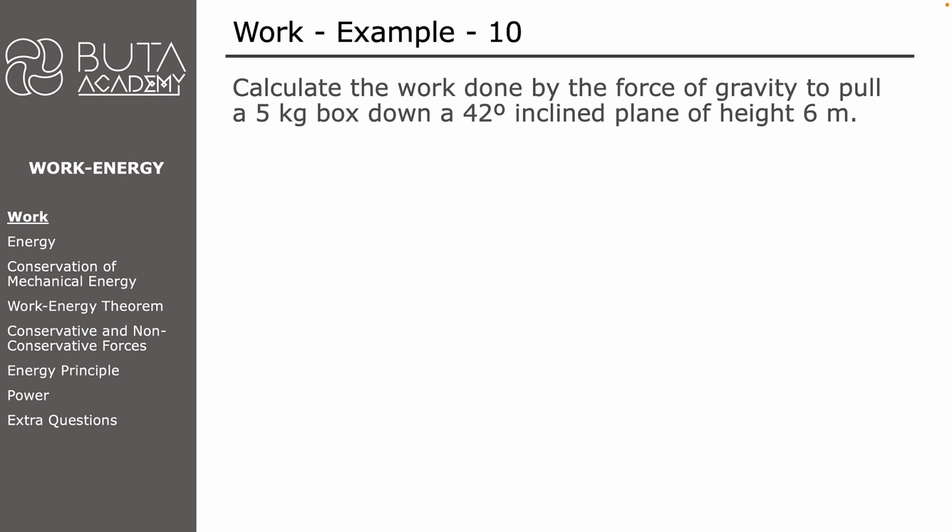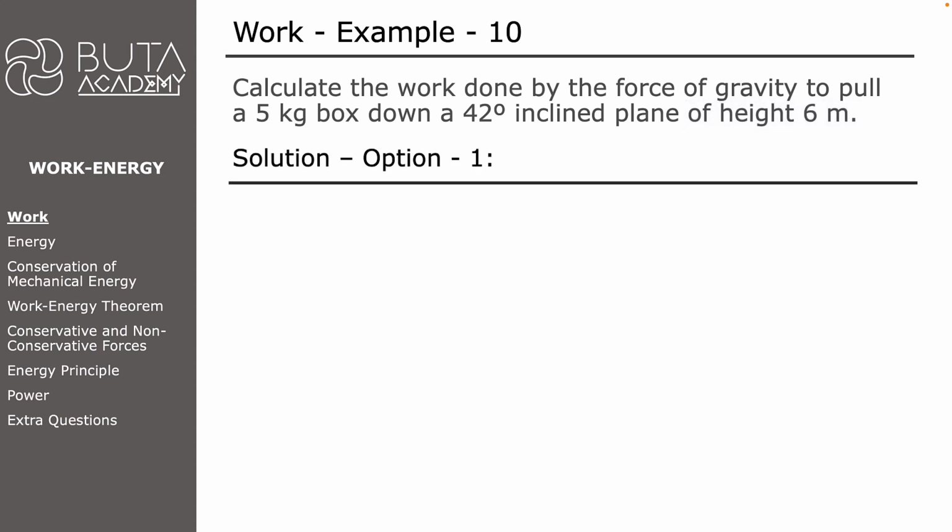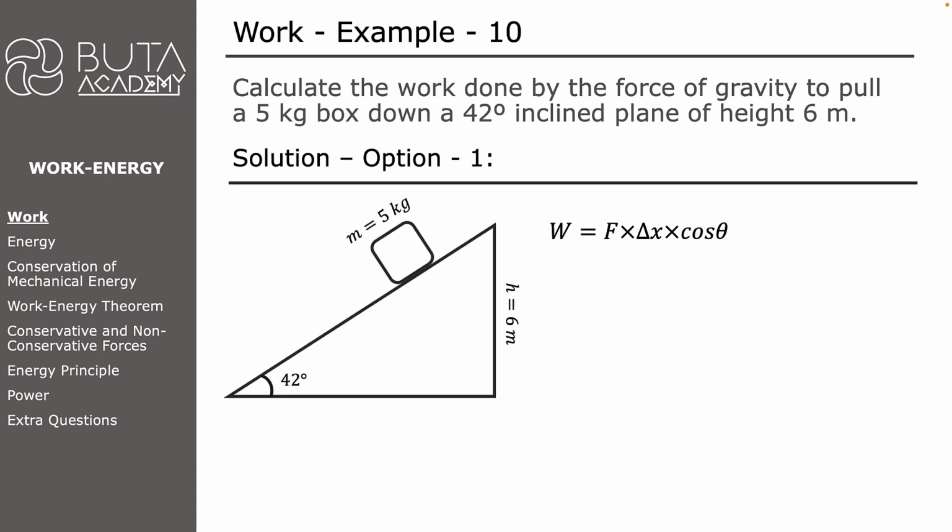The next question is pretty similar to the previous one. The only change is that instead of specifying 6 meters as the object's displacement, it is now stated as the height of the incline. We will discuss two methods of solving this question. The first option is very similar to the answer to the previous question. First, we write down the formula of work. Next, we draw the diagram. However, now 6 meters is representing the height of the incline.